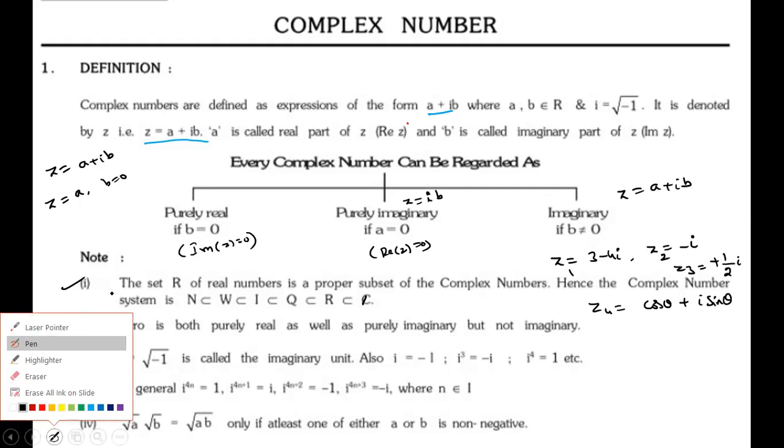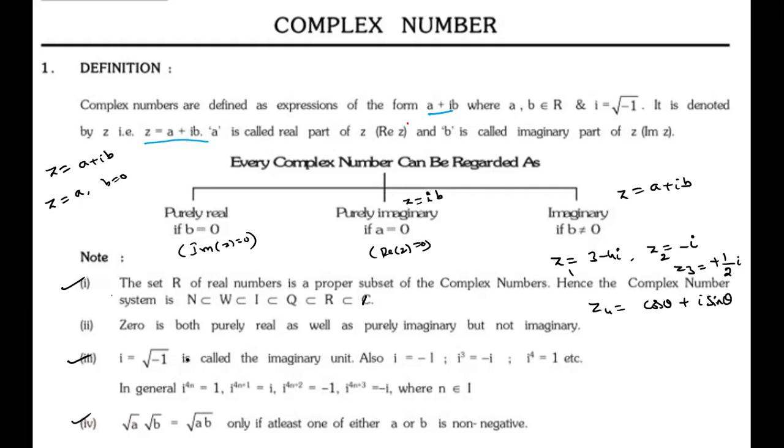I is equal to root of minus 1. That is called iota. What is i, dear students? That is called iota. Of course, this is also called the imaginary unit. I'm writing here: i is equal to root of minus 1, i square is equal to minus 1.